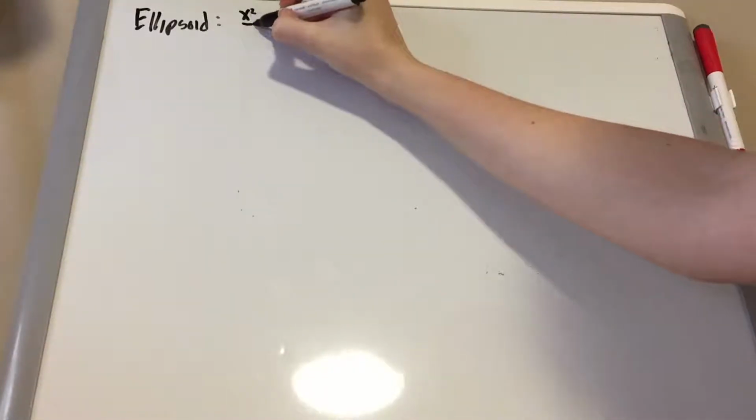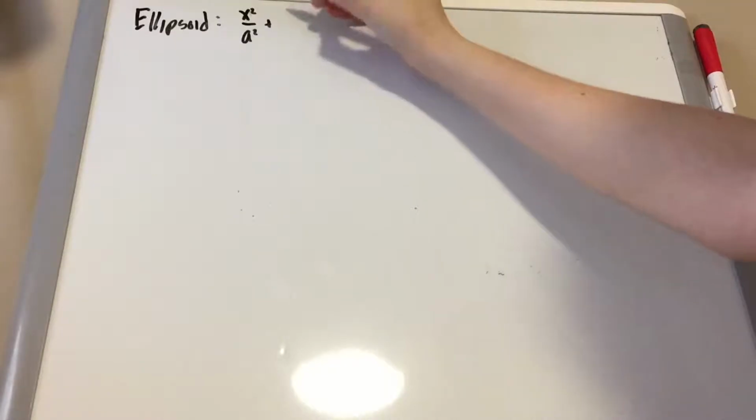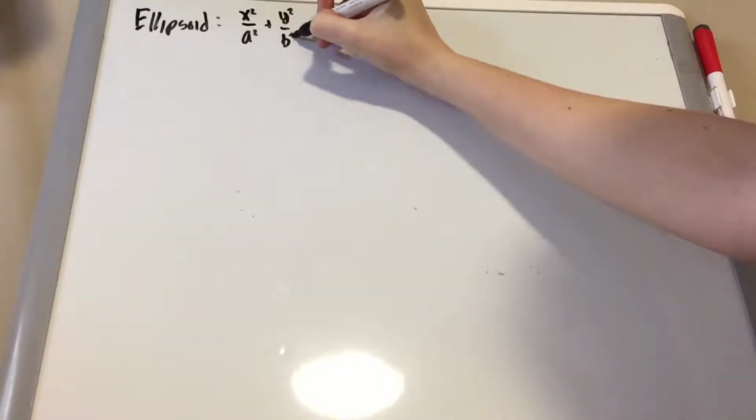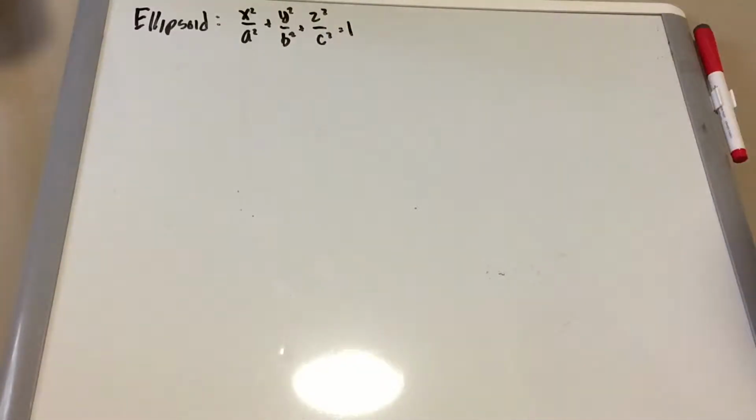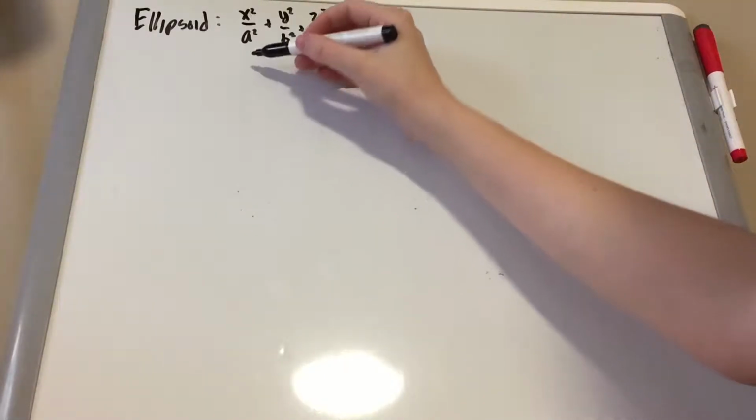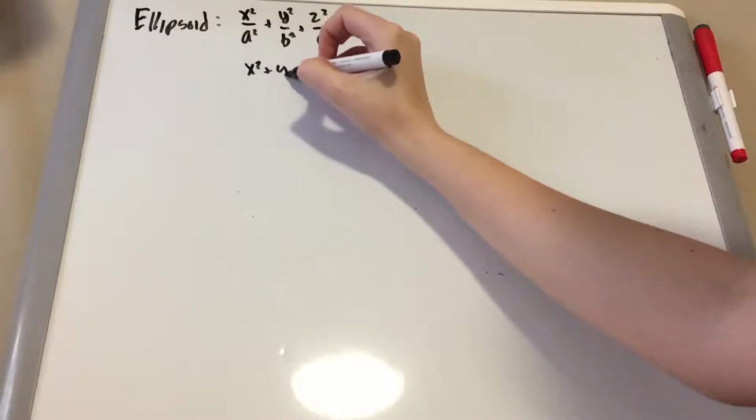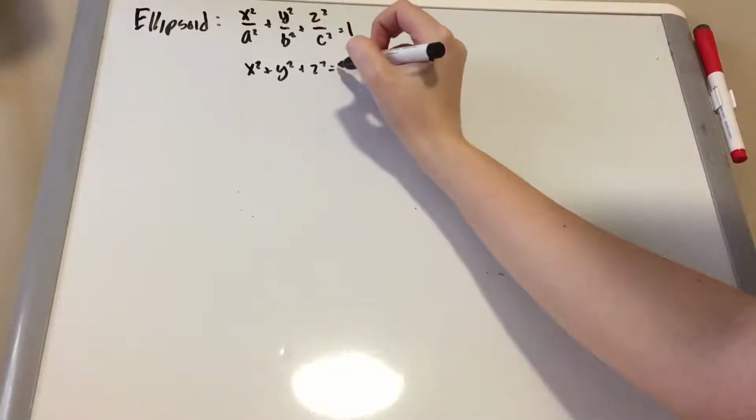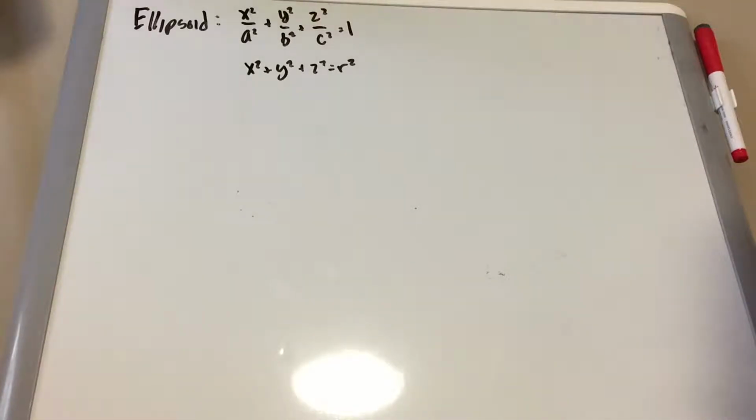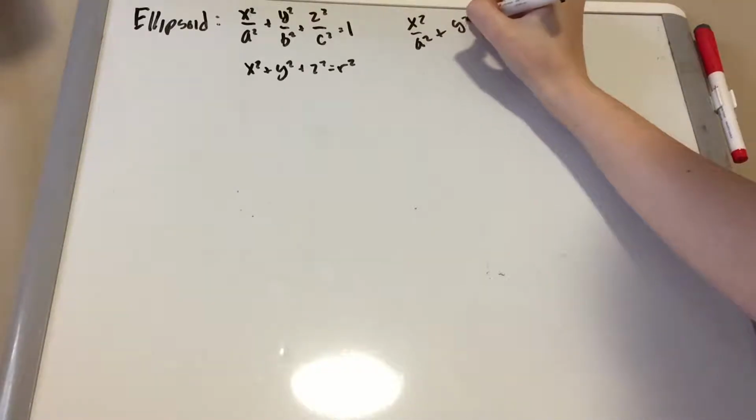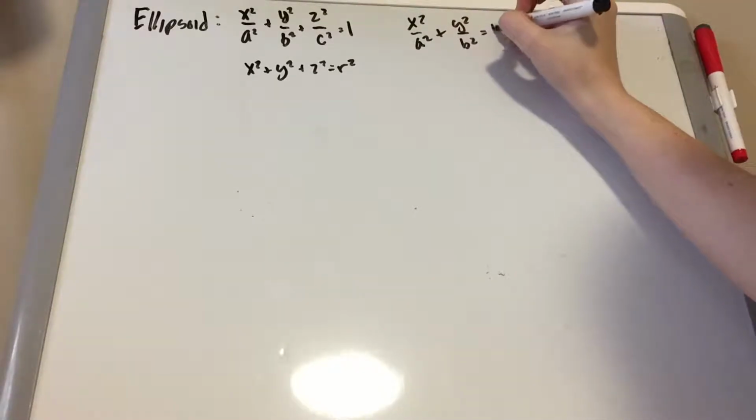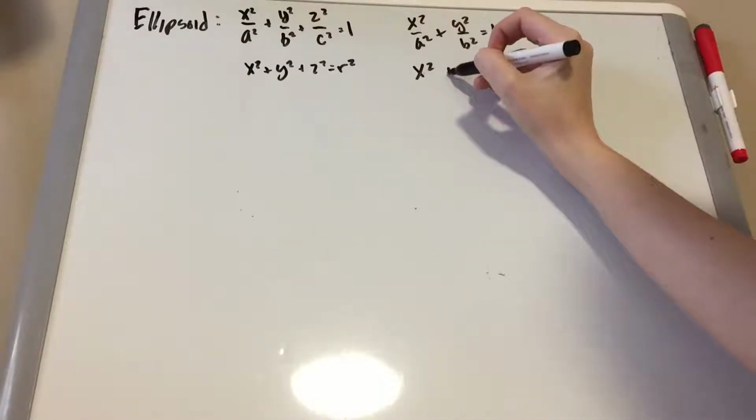The equation for an ellipsoid is x squared over a constant a squared plus y squared over a constant b squared plus z squared over a constant c squared equals 1. So we can connect this to a sphere, which is x squared plus y squared plus z squared equals r squared, in the same way that we can connect the equation of an ellipse, which is x squared over a squared plus y squared over b squared equals 1, to that of a circle.